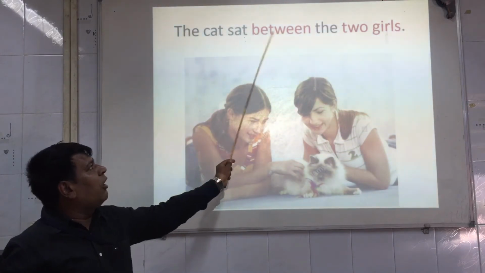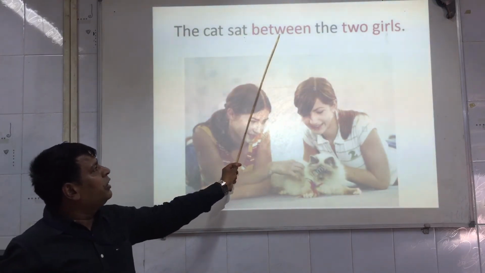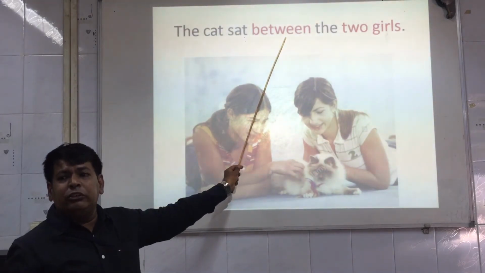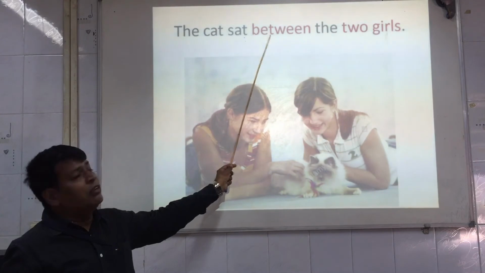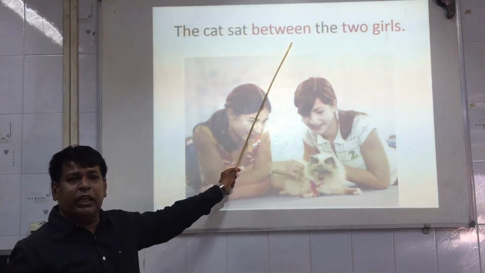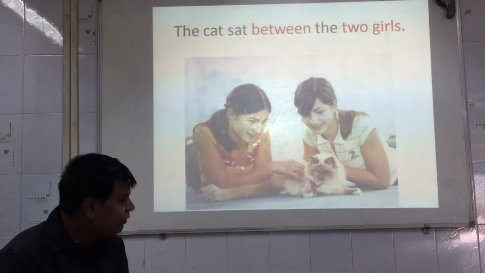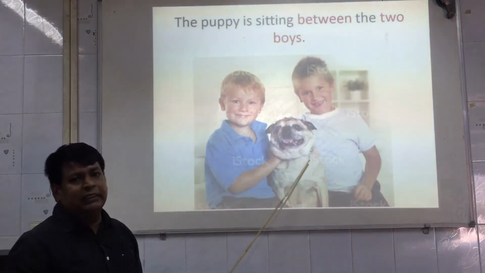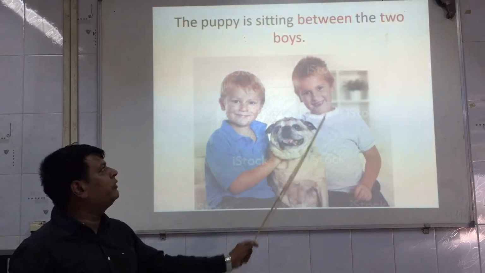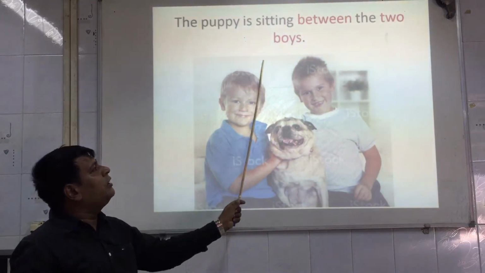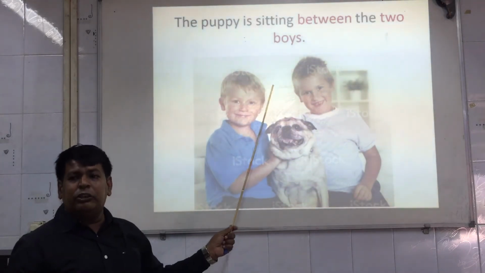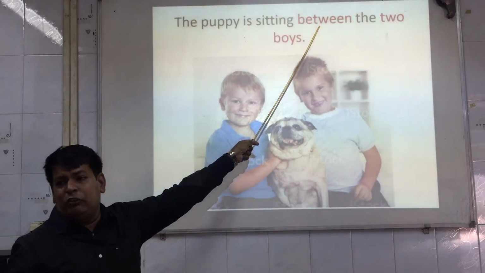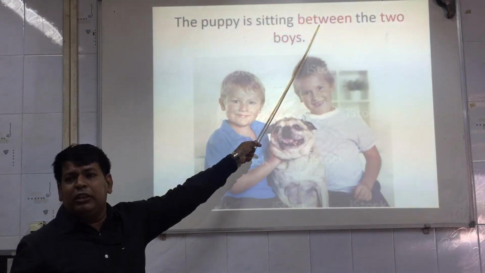the word between. When we talk about two people or two places or two things, we add the word between here. Just see one more example. The puppy is sitting between the two boys. You can see the picture over here. The puppy is sitting between the two boys. So when we talk about two people or two places or two things, we use the word between here.